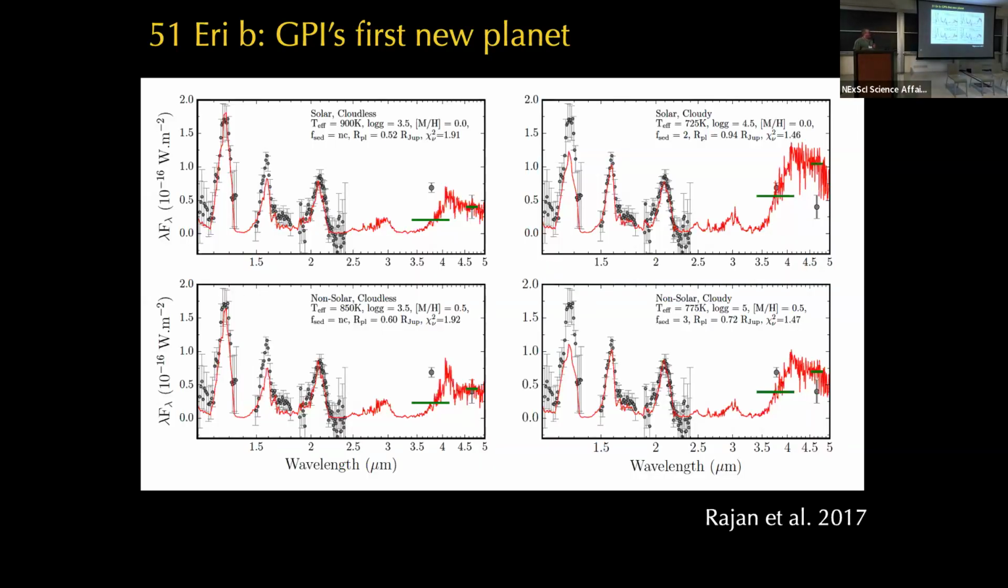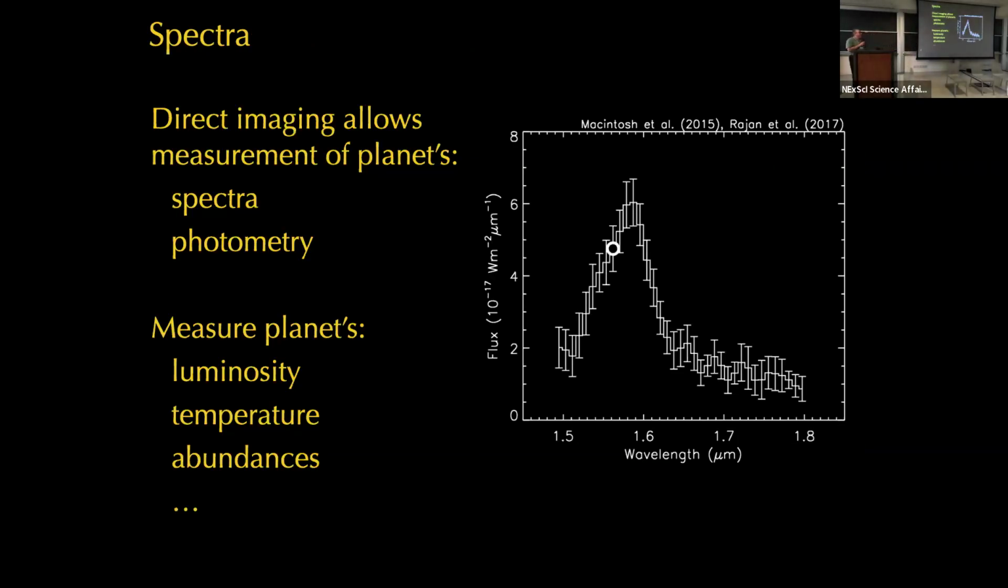GPI allows us to take spectra at multiple wavelengths, so Y, J, H, and K, as well as L and M from Keck, in order to actually constrain the shape of the spectrum at different wavelengths. And spectra are important. Direct imaging is one of the few techniques that allow you to actually take a spectrum of the planet you're trying to study. So with a spectrum, you can learn about the atmosphere, the temperature, the luminosity, the abundances, the weather, and clouds on the planet. So all sorts of things are possible once you have actual light from the planet.